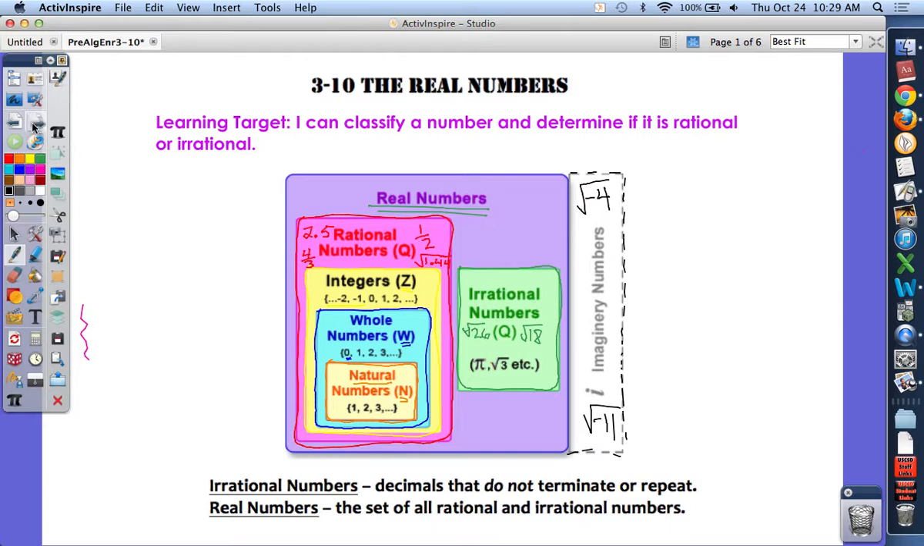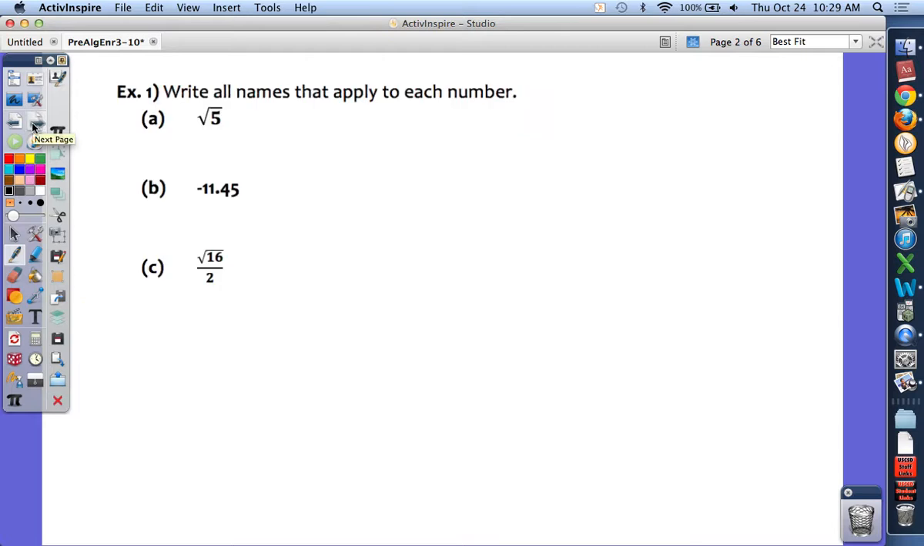So we're going to classify these numbers, okay? Write all the names that apply to each number. And you can look at your picture to help you. So for the square root of 5, you need to figure out where that fits in your diagram. The square root of 5 is a number. It is a decimal that goes on forever. And it's not -5, so it's definitely real. This would be a real number.